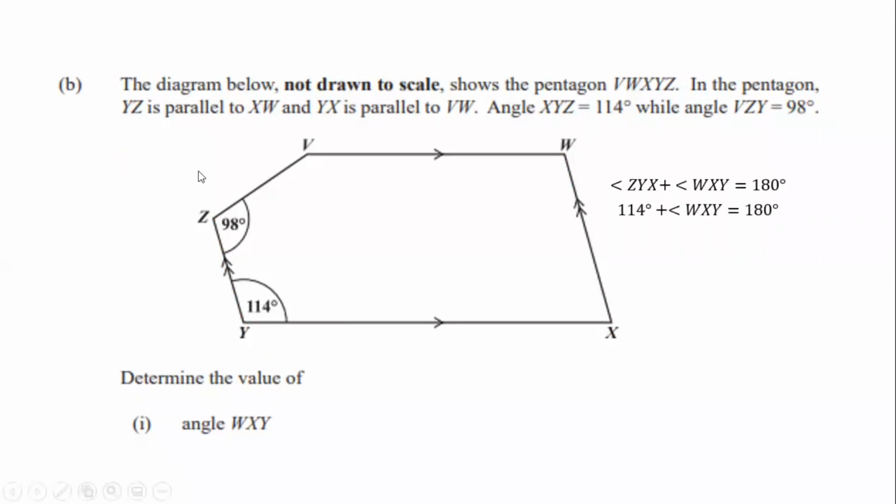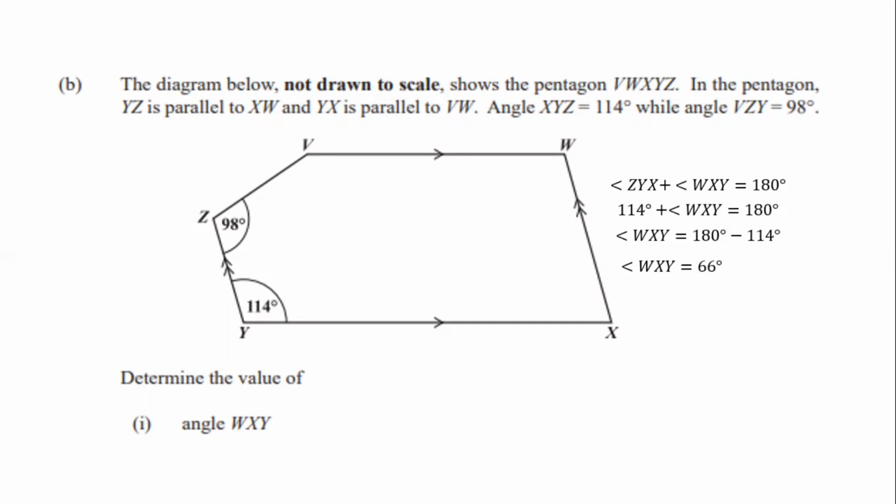So therefore, ZYX is 114 degrees, plus angle WXY, which is what we're trying to find, is equal to 180. So we go ahead and solve for angle WXY. We now have 180 degrees minus 114 degrees, and when we do that calculation, we'll get WXY to be 66 degrees. So that is our answer for part 1.